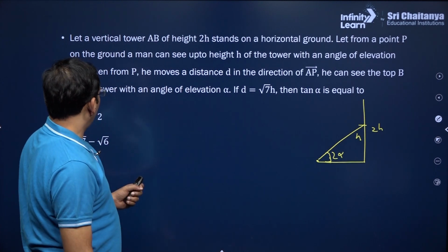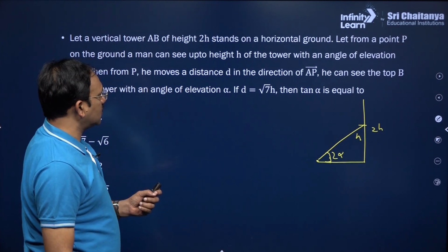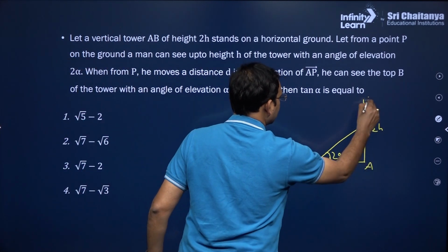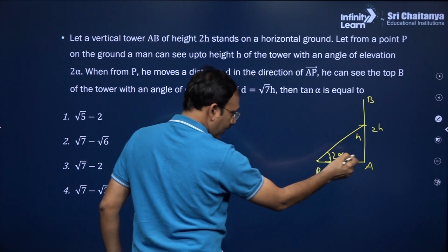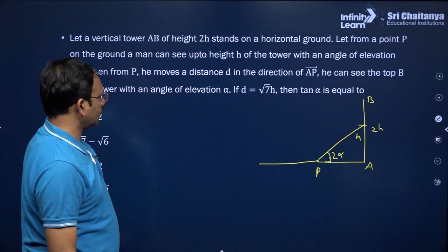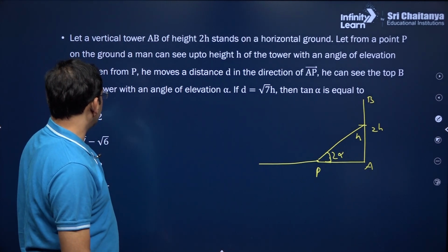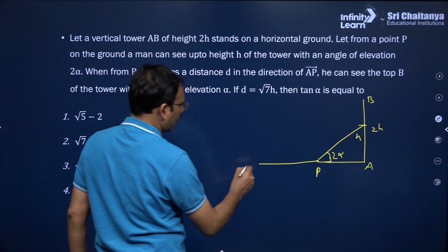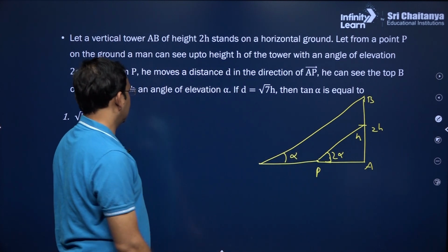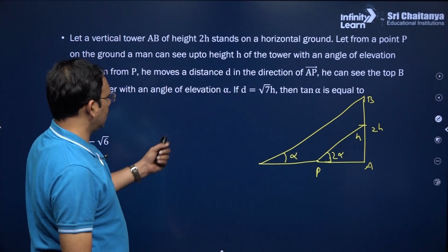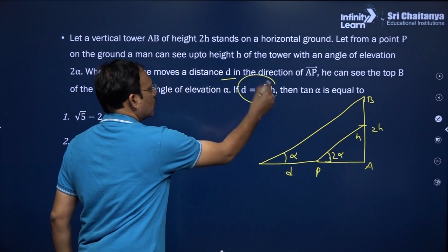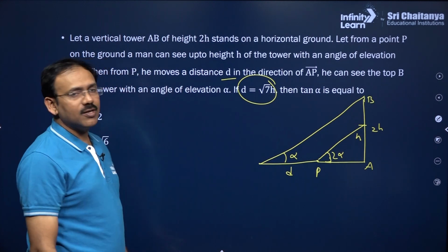Then when from P he moves a distance d in AP bar direction. Suppose this is AB, A is the base, this is P. AP bar direction means he is moving a little far away, and he can see the top B of the tower with an angle of elevation of alpha. So, the top is observed with an angle of elevation of alpha. Given he moved a distance of d units. Of course, d is equal to root 7 h. Then tan alpha is equal to.